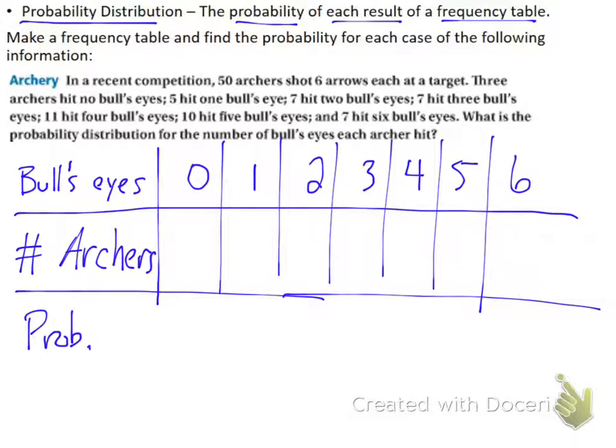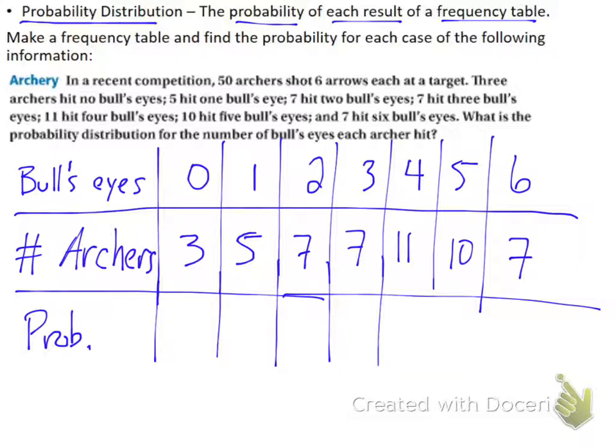With 0, there were 3 archers that hit 0. There were 5 archers that hit 1, 7 that hit 2, 7 that hit 3, 11 that hit 4, 10 that hit 5, and then 7 that hit 6 bullseyes. So again, I know that I've got 50 archers here.